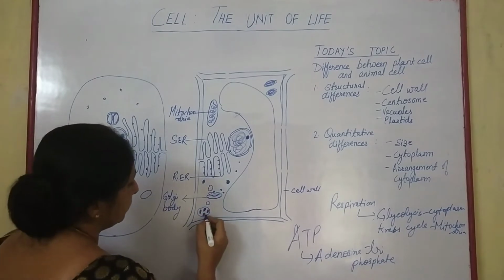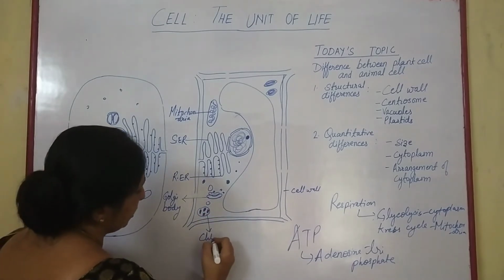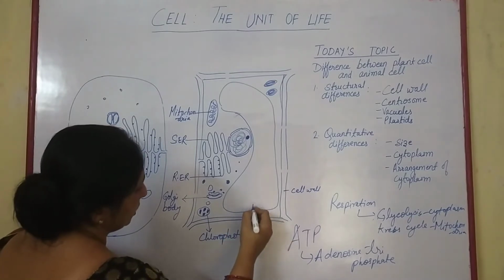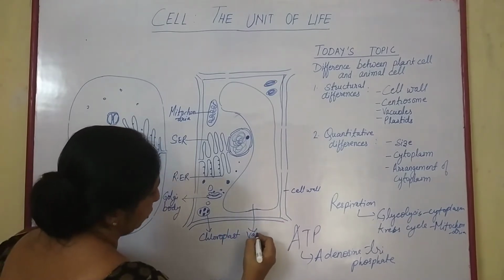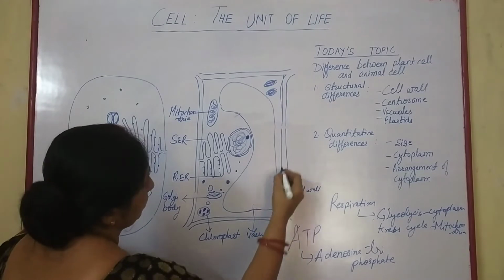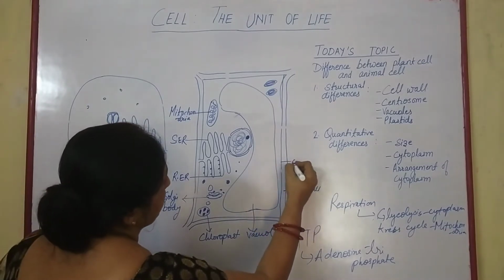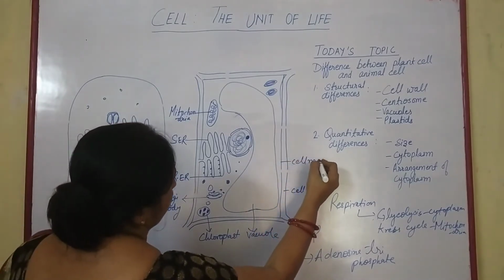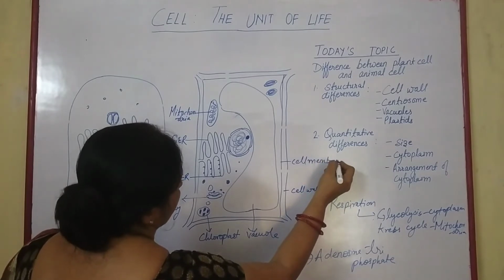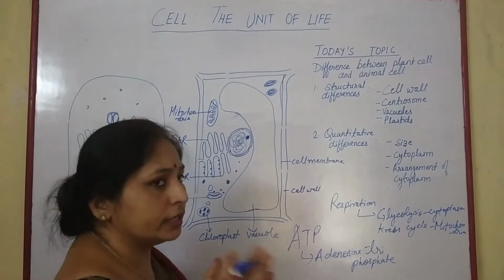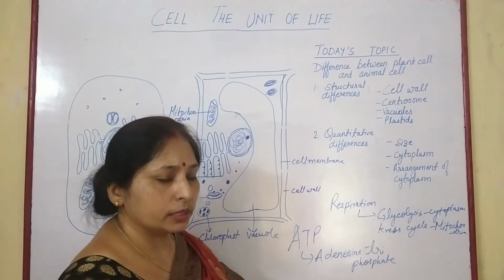Then there is the chloroplast. This is a prominent vacuole. The cell wall, and the inner membrane is the cell membrane. This is the basic structure which we discussed in the previous class.